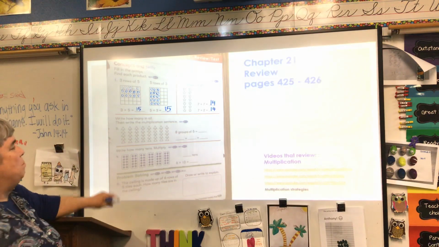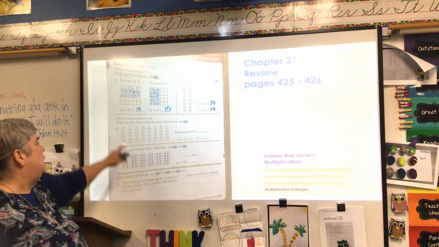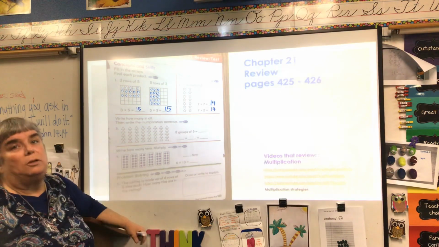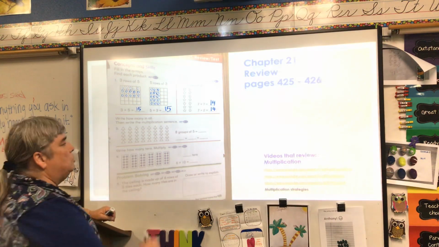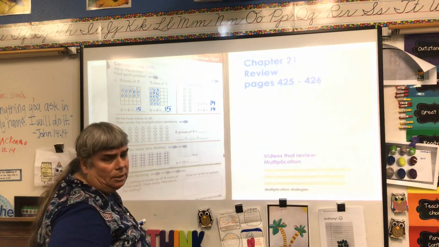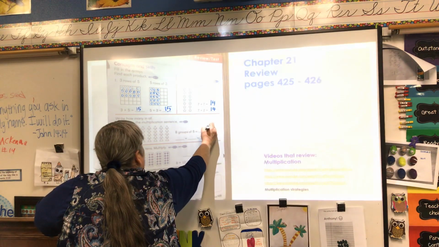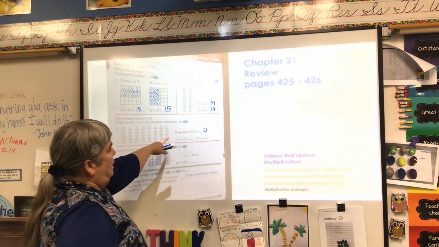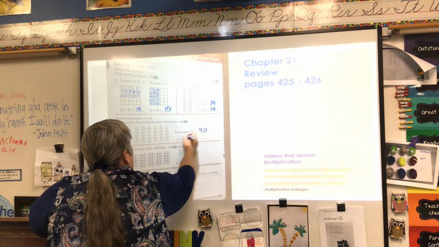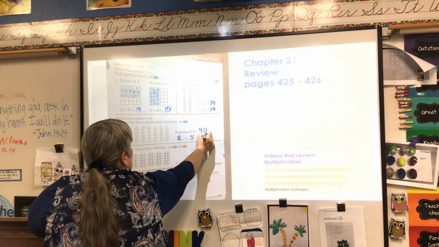Okay, once again, we have a beautiful array here. We have 8 equal groups of 5. And it says here, write how many in all. Then write the multiplication sentence. So 8 groups of 5. I happen to know it's an even number times 5. It's got to end in a 0. 8 times 5 is 40. So we have 8 equal groups of 5, and the answer is 40.